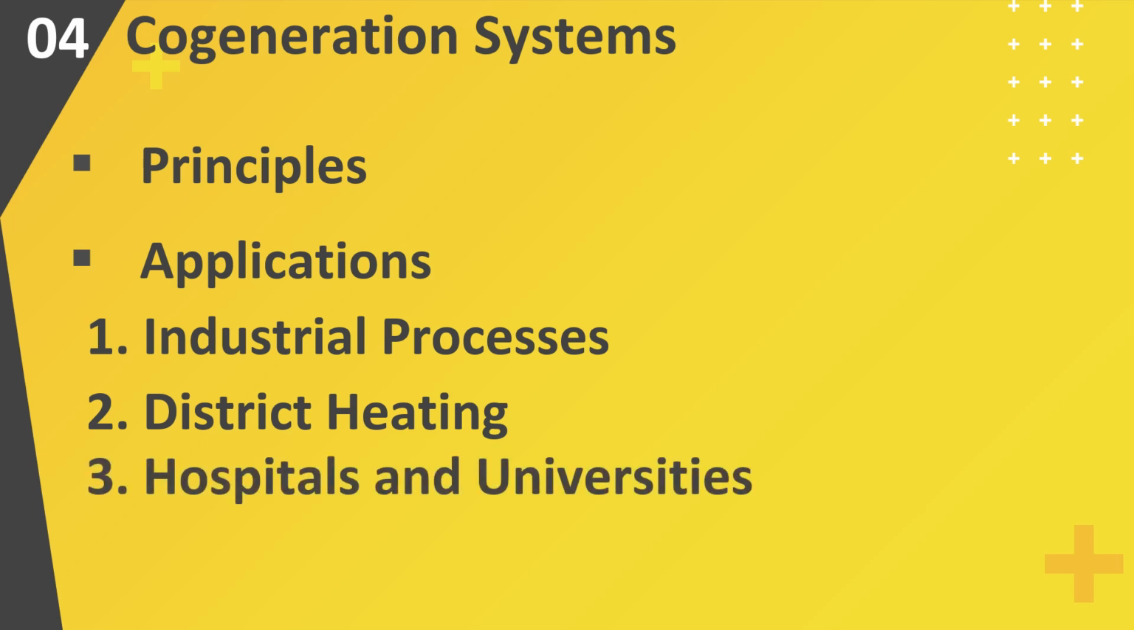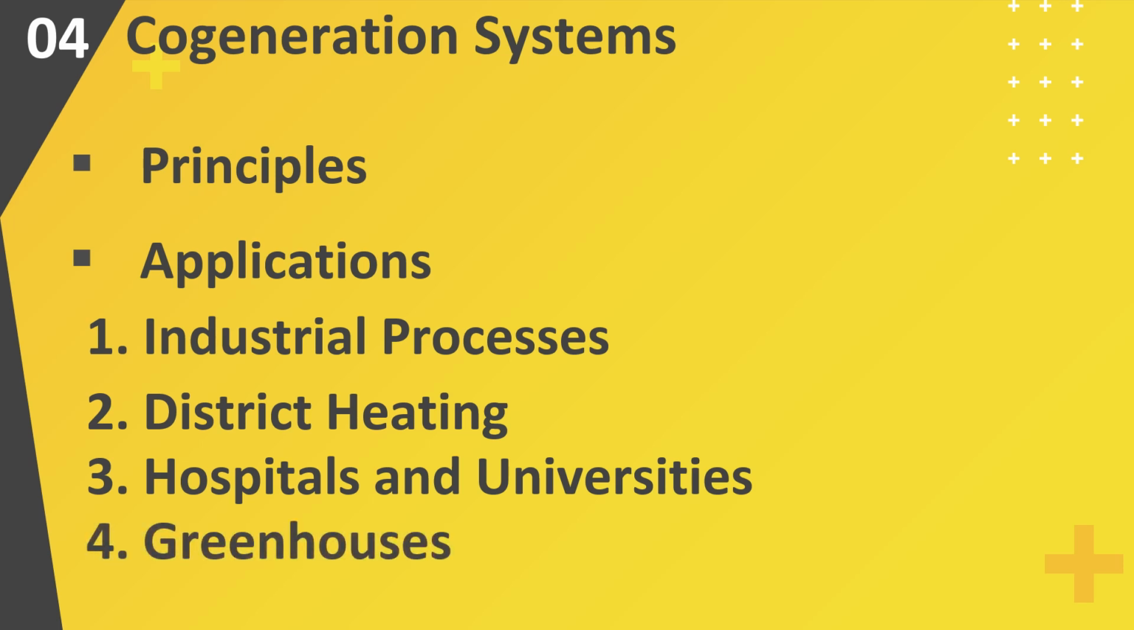Hospitals and universities. Cogeneration systems are commonly used in hospitals and universities, where there is a high demand for both electricity and heat. The waste heat can be used for heating the buildings, hot water supply, and other thermal applications, while the electricity generated can power the facilities.